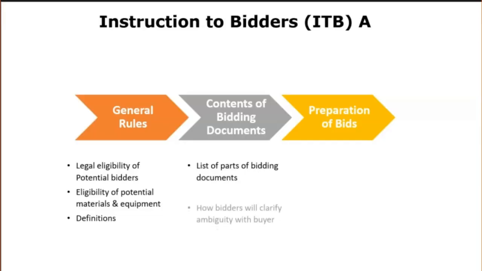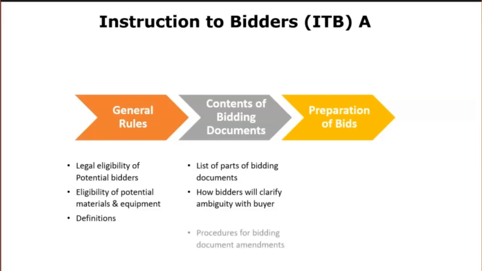Then it talks about how bidders can clarify with the employer any ambiguity in the text or content of the bidding documents. You will find information relating to the procedure for bidding document amendment by the employer in case of the need for substantial changes in the content of the bidding document.